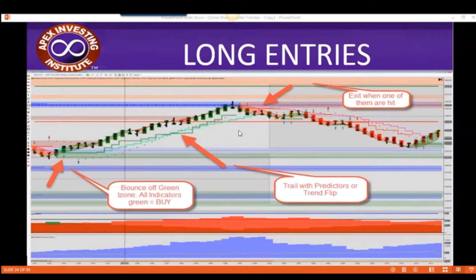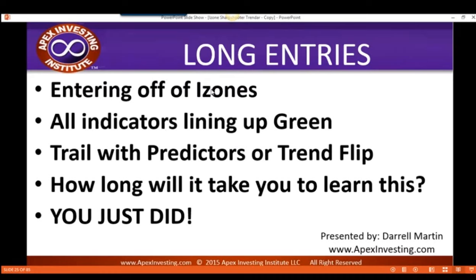All right, Dale, what we're talking about here is for futures, Forex, Nadex spread, stocks, CFDs. Okay? That's a long entry. That's how we go to buy. That's it. So, on a long entry, we're entering off the I zones. We're waiting for all the indicators to line up green. We're trailing it with the predictors or the trend flip. How many videos and training courses and how many hours do you think you need to spend learning what a long entry is? You just did. You got it. Okay?